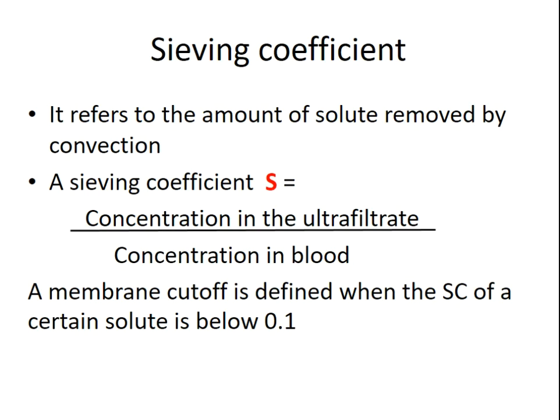In high flux dialyzers, the sieving coefficient refers to the amount of solute removed by convection. The term S refers to the sieving of the solutes, which is equivalent to the concentration in the ultrafiltrate divided by the concentration in the blood. A membrane cutoff is defined when the sieving coefficient of a certain solute is below 0.1.